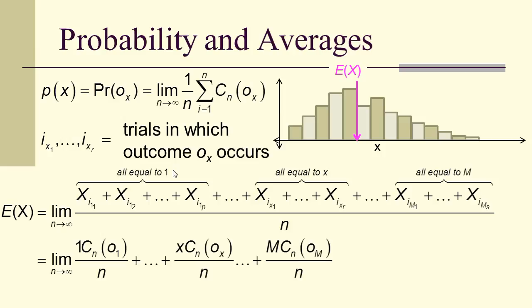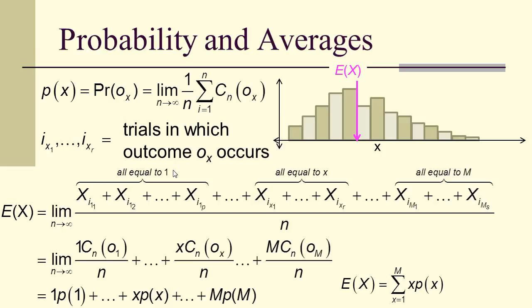So that means that first group is just 1 times C sub n of O sub 1 over n. The group corresponding to the index x is x times C sub n of O sub x over n, and all the way up to summing m times C sub n of O sub m over n. And that's just 1 times the probability of 1, up to x times the probability of x, summed up to m times the probability of m. In other words, the expected value of x is the sum, x equals 1 to capital M, of x p of x.